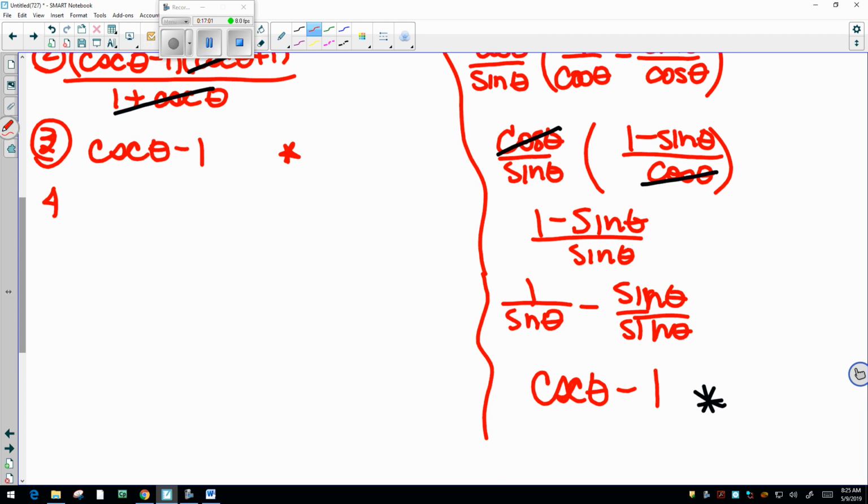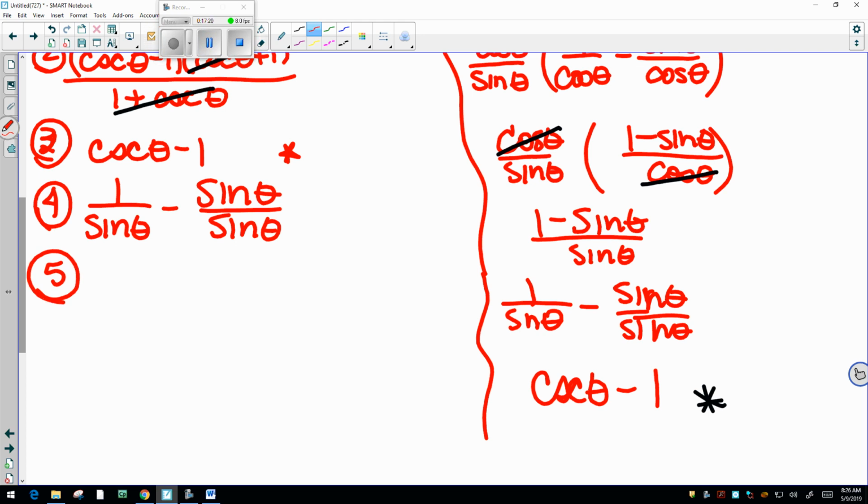Okay, so I'm going to start with where we left off. I started here. My next step would be, okay, I'm going to turn that into 1 over sine. I'm going to turn the 1 into a sine over sine. So we're going to work backwards. That means my next step in this proof would be to write it with a common denominator. So 1 minus sine theta.